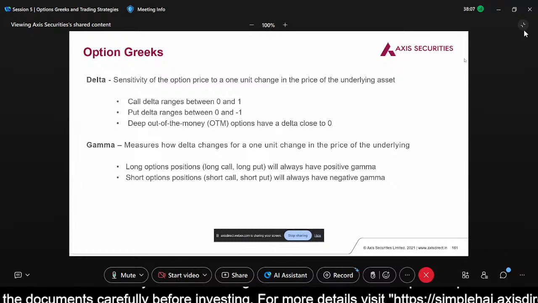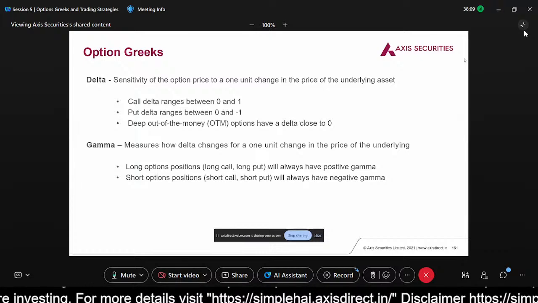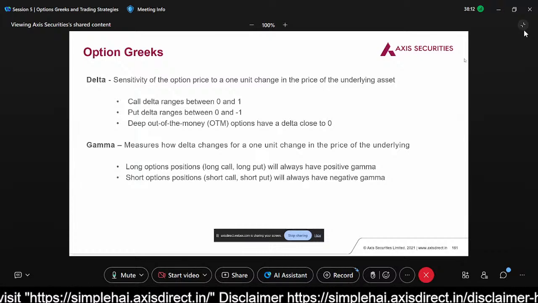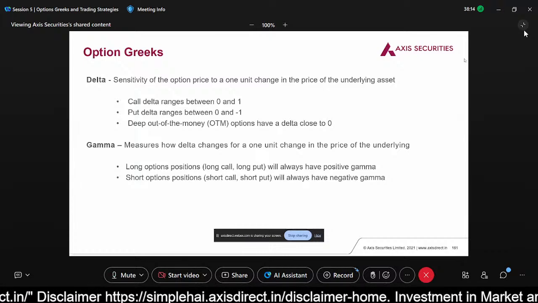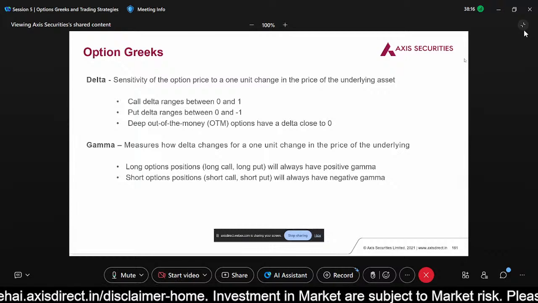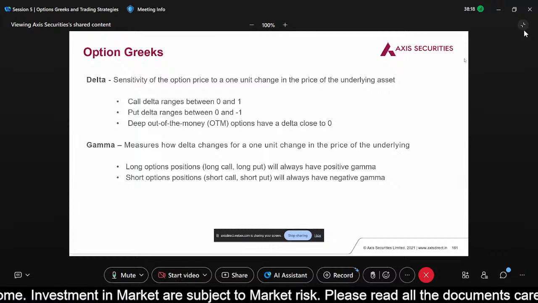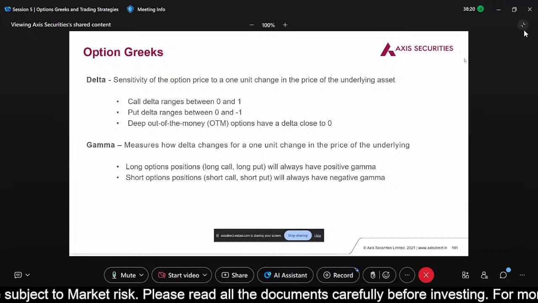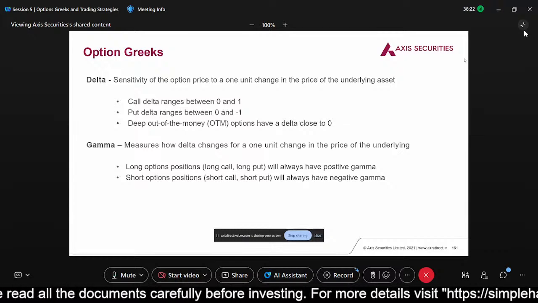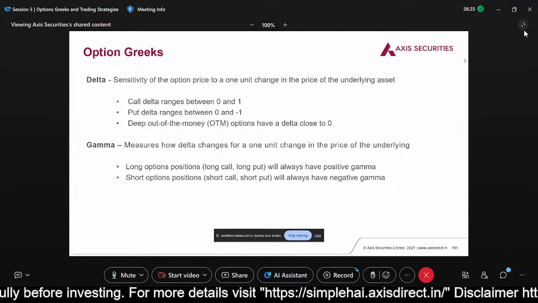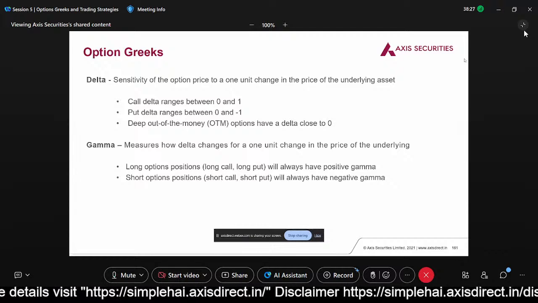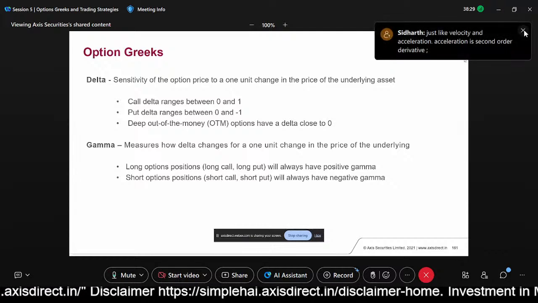What we understood in delta is that calls always have a positive delta and puts always have a negative delta. But here the game changes in gamma. Long positions, so buying a call, buying a put, will always have positive gamma. Why? Why positive gamma? Right?